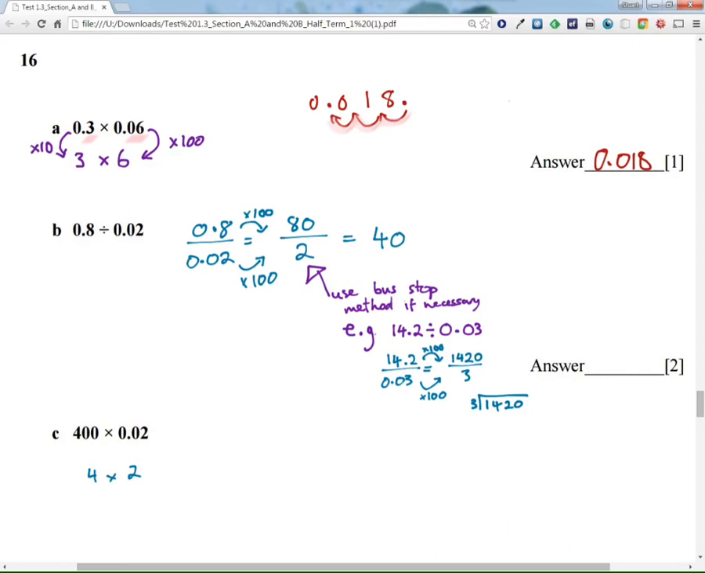Okay, let's look at the final question here. So again, it's a timesing question, so we're going to turn it into multiplication that we like to do and then change our answer. So 400, we'll change that to a 4. 0.02, we'll change that to a 2. What do we do from 0.02 to 2? We times by 100. What do we do from 400 to 4? We divide it by 100. So we haven't actually done anything. So 400 times 0.02 is the same as 4 times 2, so the answer should be 8.